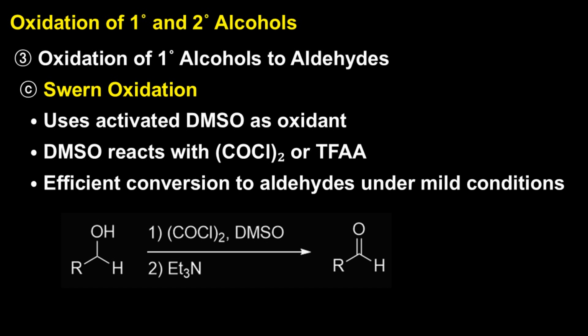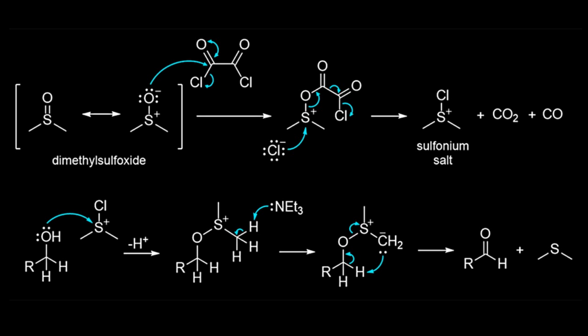And the best part? It runs under mild, almost neutral conditions. No heavy metals, no strong acids, and no risk of over-oxidizing to the acid. So if you're working with something sensitive, or you just want a greener alternative to chromium, Swern oxidation is a great option. Let's take a closer look at how the Swern oxidation works, step by step.